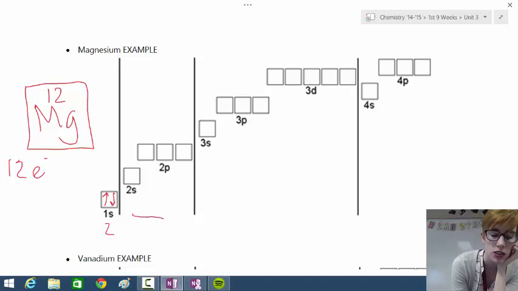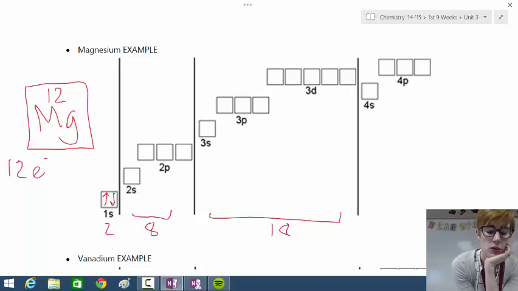The second energy level, remember, can hold 8, and the third energy level can hold 18, and so on and so forth. So if we have 12 electrons, we know the next 8 are going to fill up this way, and we always fill up the s orbital first because it's the lowest energy, then we fill up the p's. But here's how we fill up the p's.